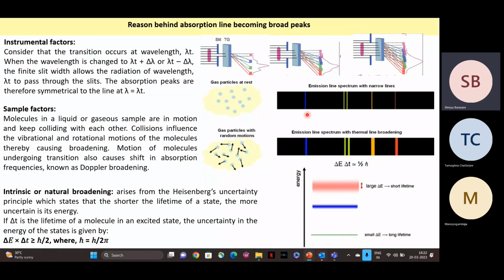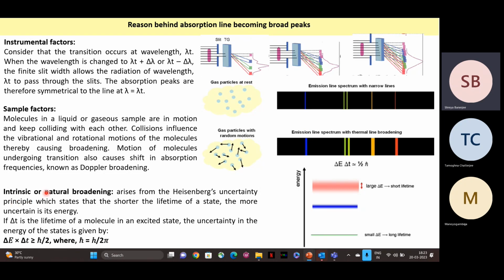You can see here the absorption spectrum, which is ideal, has very sharp lines. This is a hypothetical situation where the gas particles are at rest. So the absorption spectrum from that has very sharp lines. But in reality, what happens? The gas particles move randomly and collide with each other. So there are many different vibrational and rotational motions, and that leads to the spectral lines becoming broad, as you can see in this example.